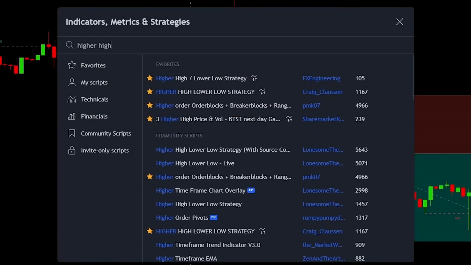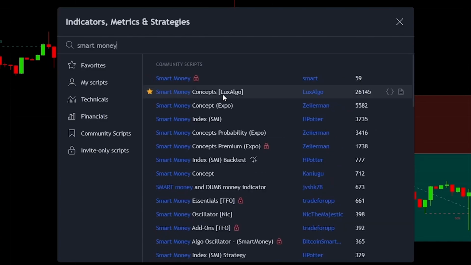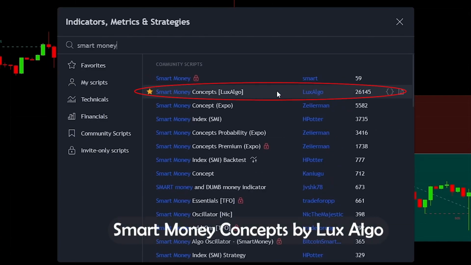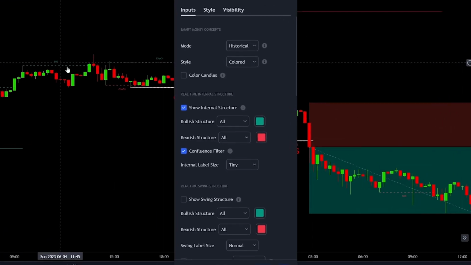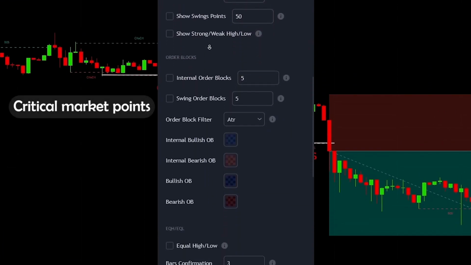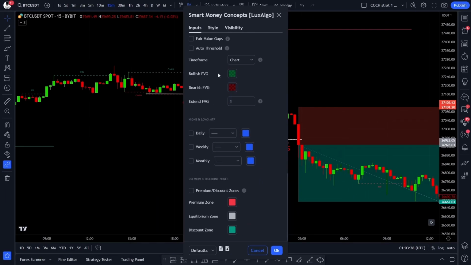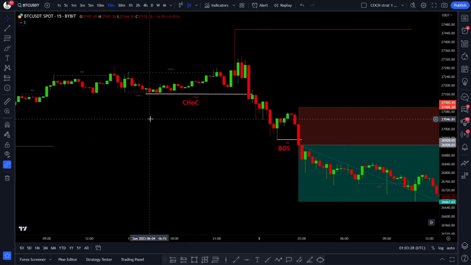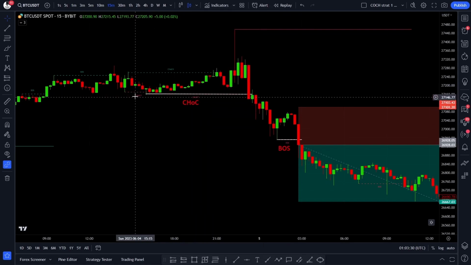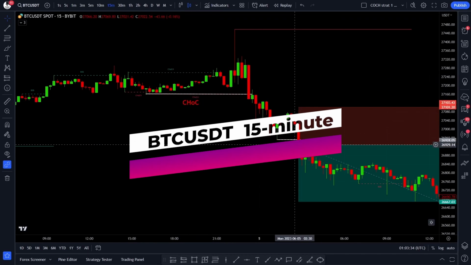I began by testing different higher high, lower low indicators and eventually stumbled upon an indicator called Smart Money Concepts by Algo. This indicator is packed with powerful functions that can detect and plot critical market points, order blocks, fair value gaps, and much more. After playing around with the settings and testing a few variations of the simple higher high lower low strategy, I was able to come up with a promising strategy for the BTC USDT 50-minute chart.